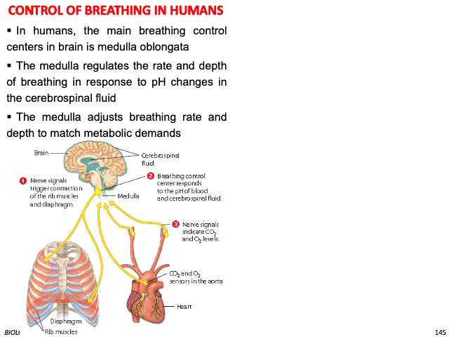So you can see here from the figure that nerve signals trigger contraction of the rib muscles and the diaphragm, leading to either contraction or relaxation. While the breathing control center responds to the pH of the blood and the cerebrospinal fluid, it sends a nerve signal, and it integrates as well the nerve signals from sensors of the carbon dioxide and oxygen levels in the blood that are in the aorta near the heart.